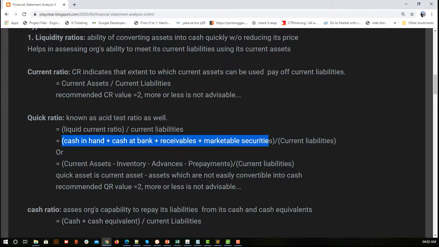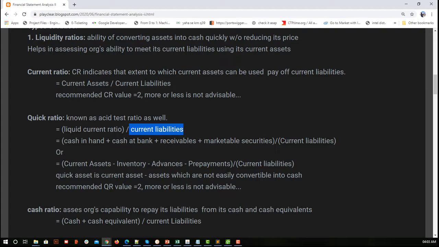Plus marketable securities. Marketable securities means I have a product, and if anytime I want to sell it, there will be a market for that product. Means for sure there are buyers for this product every time. So the risk of selling a product is very less. So those products we call marketable securities. All this divided by my current liabilities is nothing but the quick ratio.